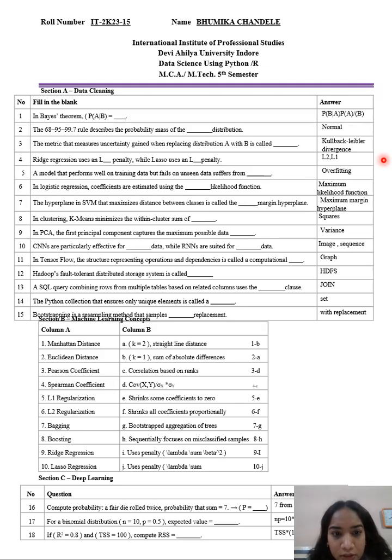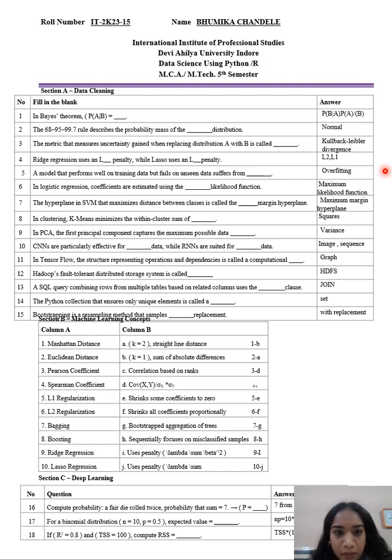Fourth question: ridge regression uses an L-dash penalty, while lasso uses an L-dash penalty. So the answer is L2 and L1. Because ridge L2 shrinks coefficients smoothly, lasso L1 can drive some coefficients exactly to zero, performing variable selection.